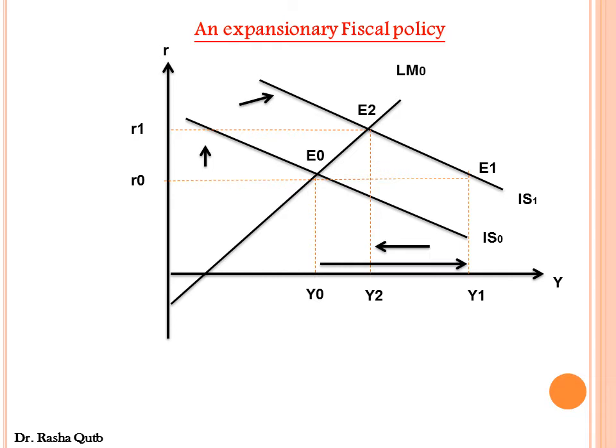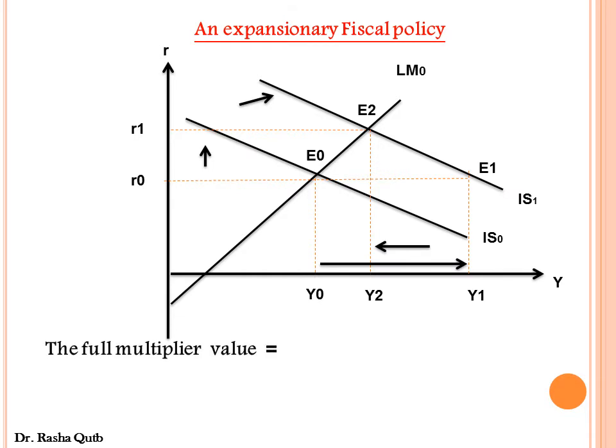Let's assume that the starting point is at E naught, where IS naught and LM naught intersect. At this point, the equilibrium interest rate is R naught and the equilibrium national income is Y naught. Assuming that the government decides to increase government expenditure, the IS curve would shift from IS naught to IS1. The initial impact of this expansionary fiscal policy is increasing the national income from Y naught to Y1.